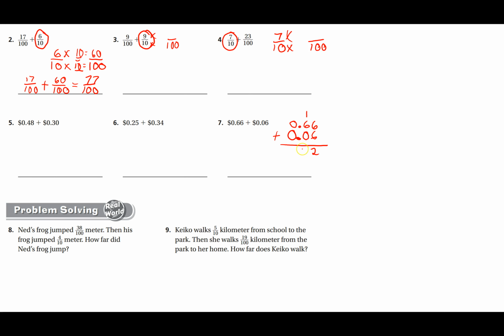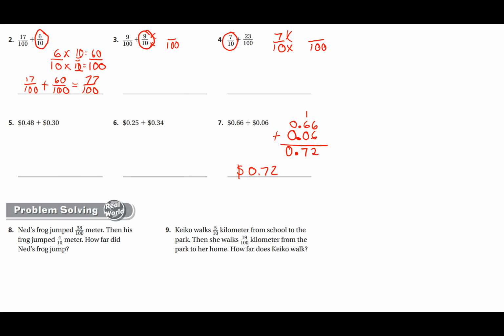1/10 plus 6 tenths is 7 tenths. I bring my decimal lined up straight down. 0 plus 0 is 0 ones. So my answer would be 72 cents. All right. Again, you would do 5 and 6 the same way. The critical part on those problems is making sure you line up your place values and line up your decimals.